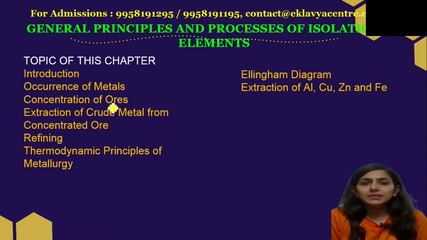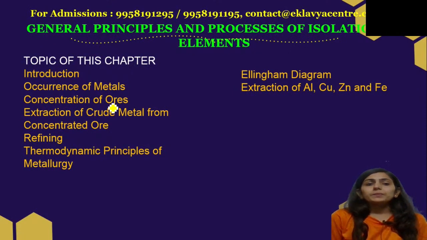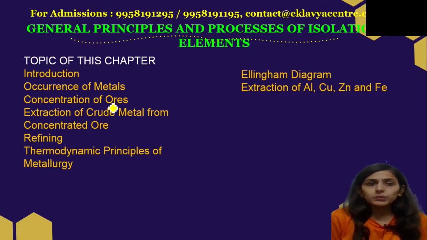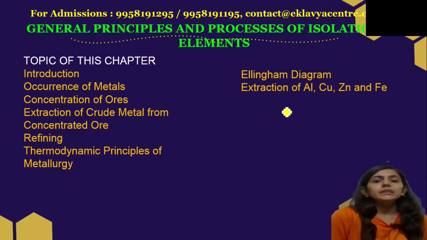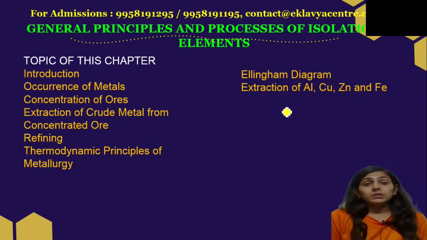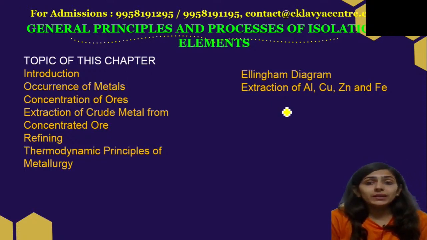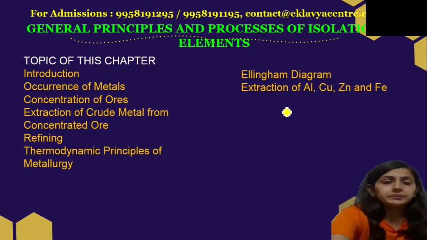The topics we have to cover in this unit are introduction, occurrence of metals, from where the metals occur, the concentration of ores, extraction of crude metal from concentrated ore, then we have refining, and then thermodynamic principles of metallurgy. After this we have the Ellingham diagram, and last we have to study the extraction of various elements like aluminium, copper, zinc and iron.